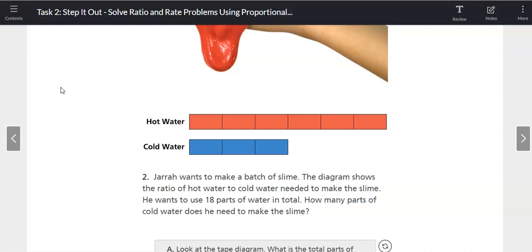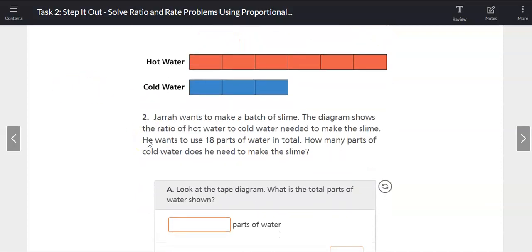Jiraiya wants to make a batch of slime. The diagram shows the ratio of hot water to cold water needed to make the slime. He wants to use 18 parts of water in total. How many parts of cold water does he need to make the slime? So look at the tape diagram. What is the total parts of water shown? So 1, 2, 3, 4, 5, 6, 7, 8, 9.